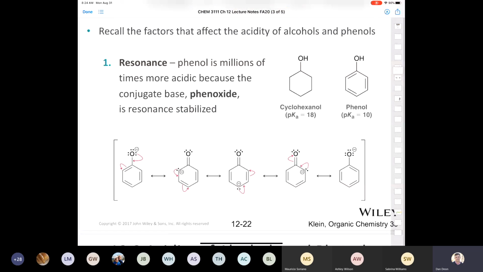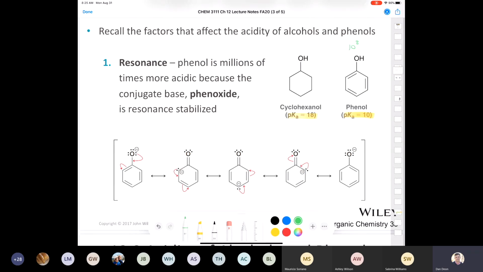And we'll look at a question that deals with this in just a few minutes. It says here, resonance. Phenol is millions of times more acidic because the conjugate base, phenoxide, is resonance stabilized. And so if you compare the difference in acidity between phenol and cyclohexanol, phenol is going to be 10 to the power of 8 times more acidic than cyclohexanol, right? So that's a lot of orders of magnitude. I don't even know what that number is, 100 million.